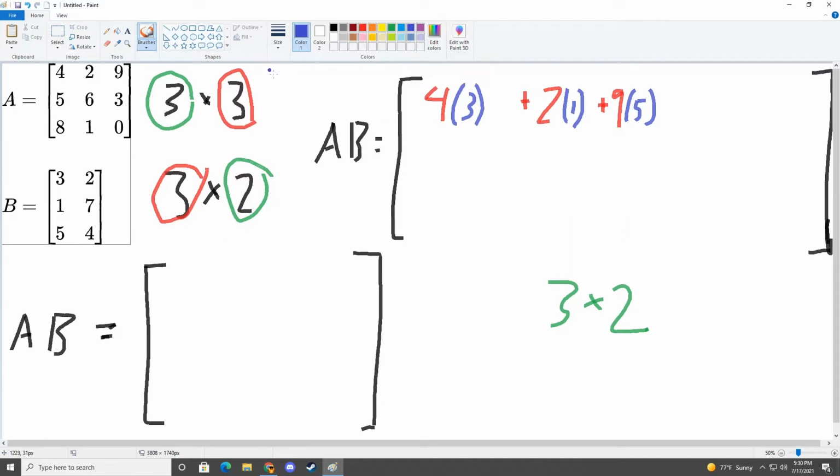Although before I do that, I'm going to solve for the second value in the first row of AB. To get that second value, we're going to take our first row again, 4, 2, 9, and this time we're going to multiply it by the second column of matrix B: 2, 7, 4.